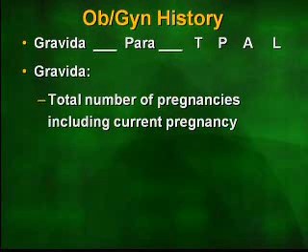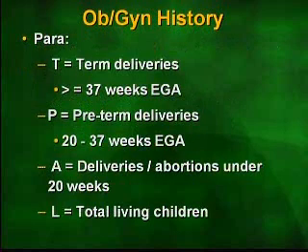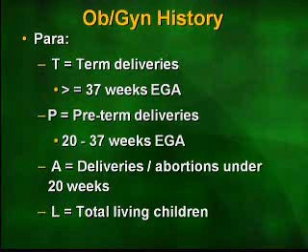Okay, the gravida para examples. The term deliveries, this is just definitions. Term deliveries is a delivery greater than or equal to 37 weeks. Preterm deliveries are defined as 20 to 37 weeks estimated gestational age. The A stands for deliveries or abortions under 20 weeks, and the L stands for total living children. And you've got it in our history form, it spells it out. But you may see this kind of notation.